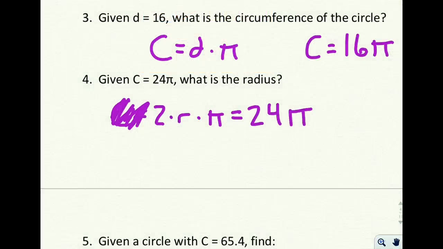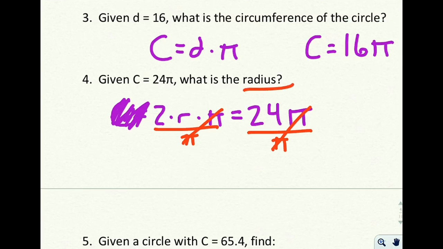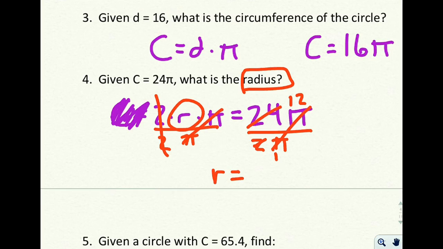If we have a pi on both sides, we can divide both sides by pi and make those go away. If we want to get r by itself, because we want to solve for the radius here, we also have to divide both sides by 2. So the 2's cancel out, leaving just r alone over here. And then we have 24 over 2, which is really going to leave 12 over 1. So what we found out then is that r alone over here is equal to 12 over 1, or just 12. So our radius is equal to 12.